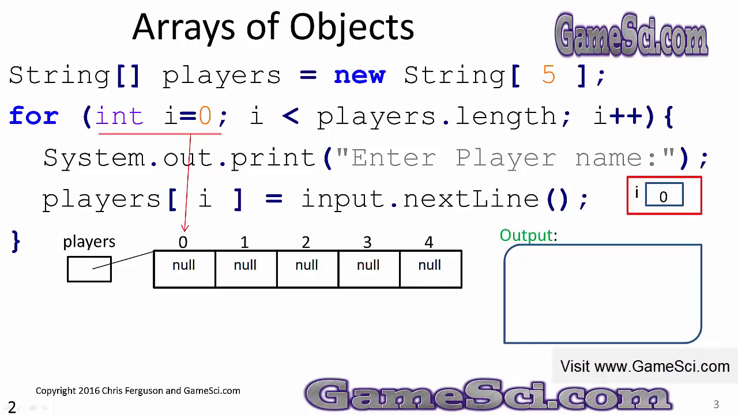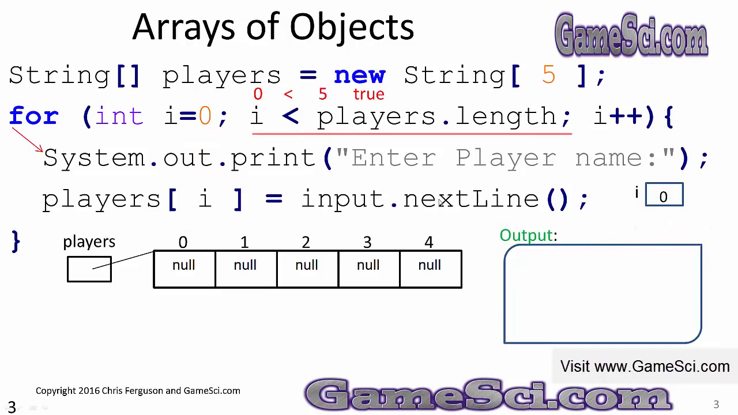Declare int i equals 0. I'll set up a variable i here over on the right side with the value 0 in it. 0 is always the first slot of the array, so when we're going to loop through the array, we usually start at 0. 0 less than 5 is definitely a true statement. This array has 5 slots in it, and 0 is the first one, so this is absolutely a true statement.